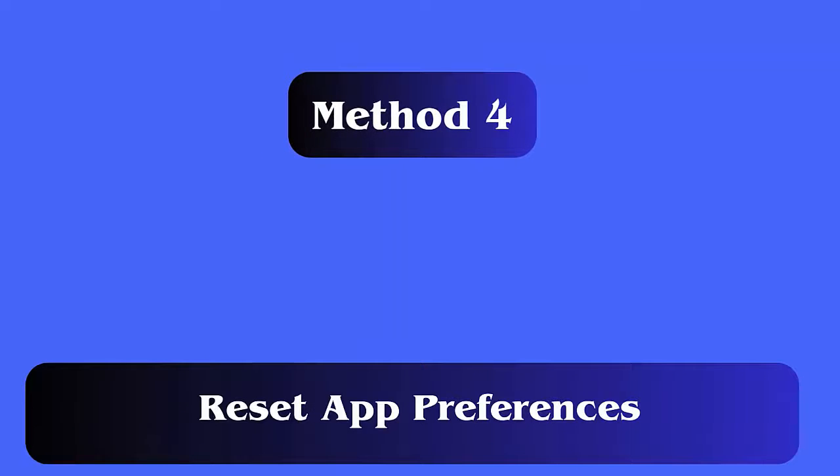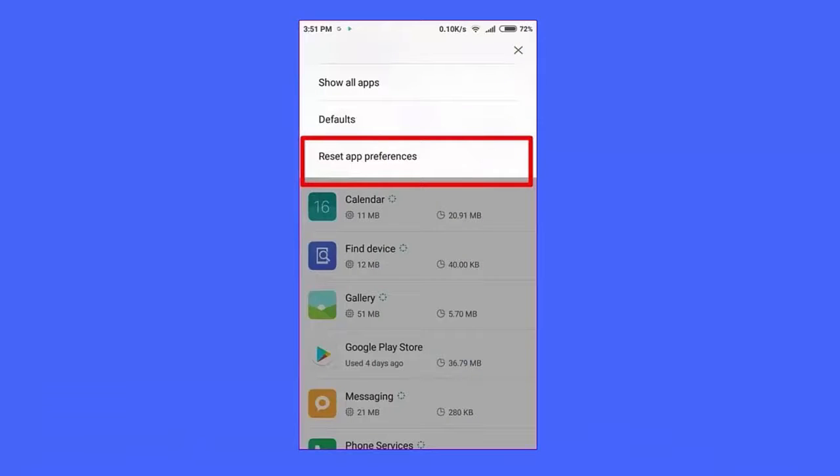Method 4. Reset app preferences. First, open settings, choose apps, click on three dots in top right corner. Now, select reset app preferences. Here, click on reset option to confirm. That's it, it will restore default settings and permissions.